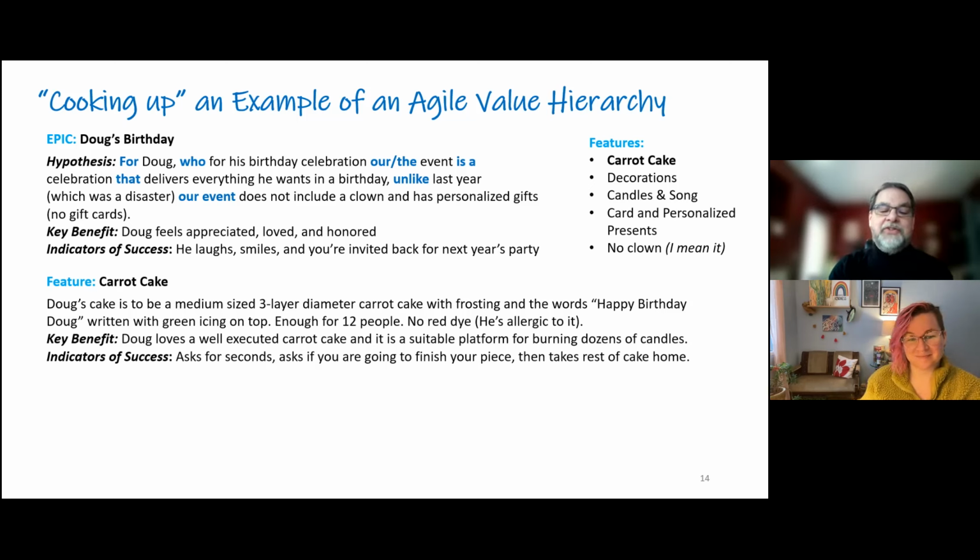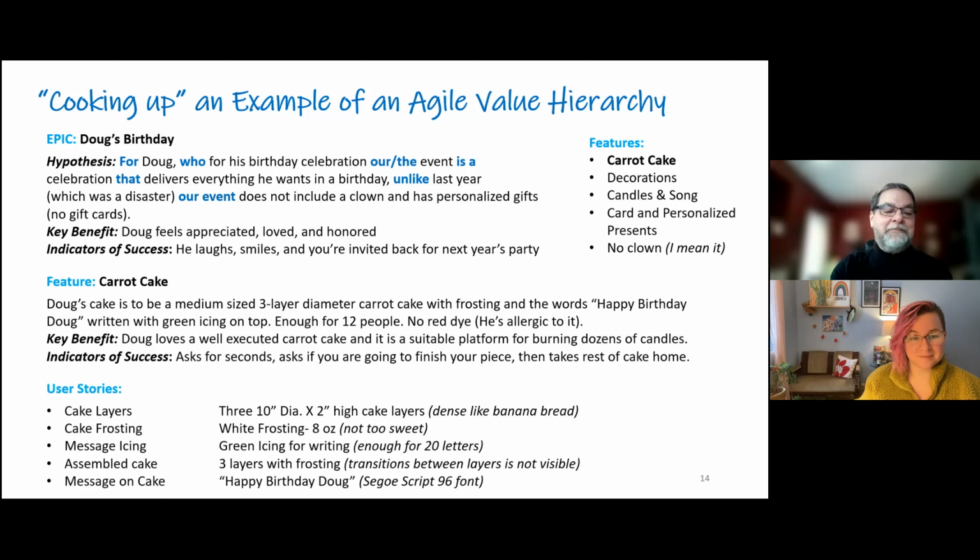Key indicators of success: he asks for seconds, asks if you're going to finish your piece, and then takes the rest of the cake home. And the user stories for it are unique cake layers, cake frosting, message icing, assembled cake, and a message on the cake. Now, notice we're getting more specific as we go down and we break this down.